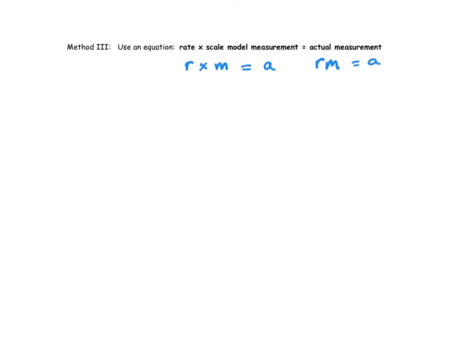So we start just like Mrs. Nord did, finding the unit rate, and in this case it was 30 feet over 1 inch, and that means that would be 30 feet per inch. So the unit rate would be 30.